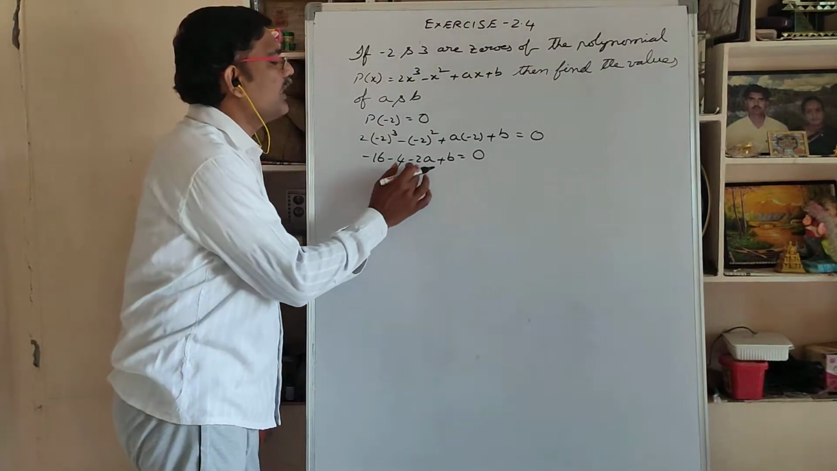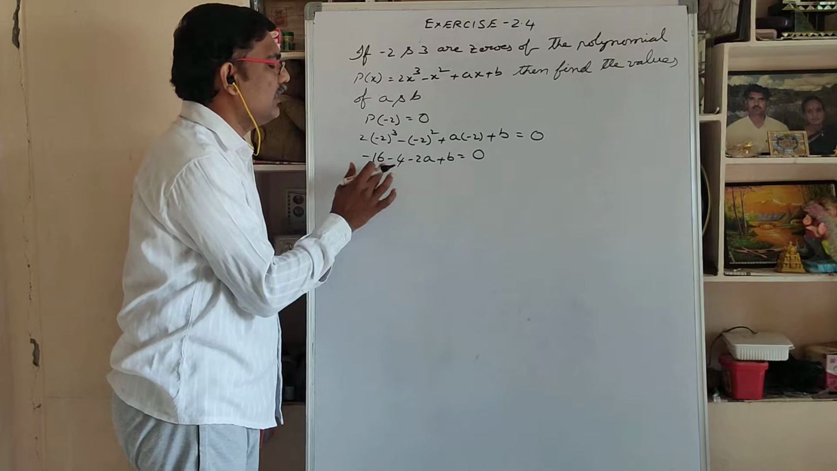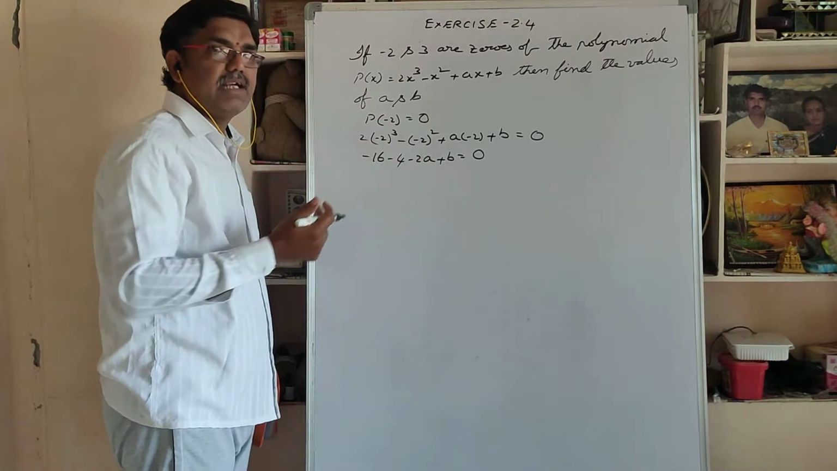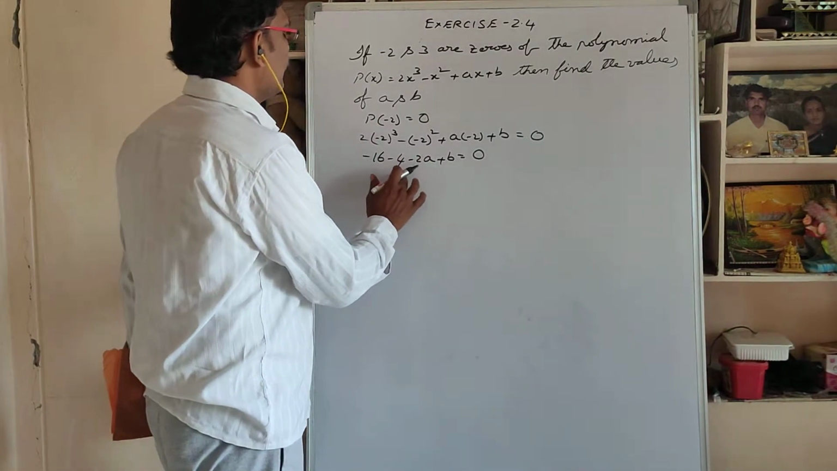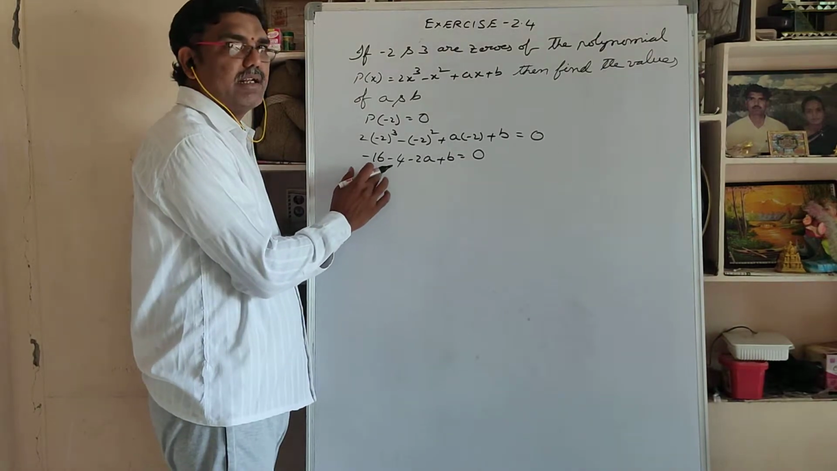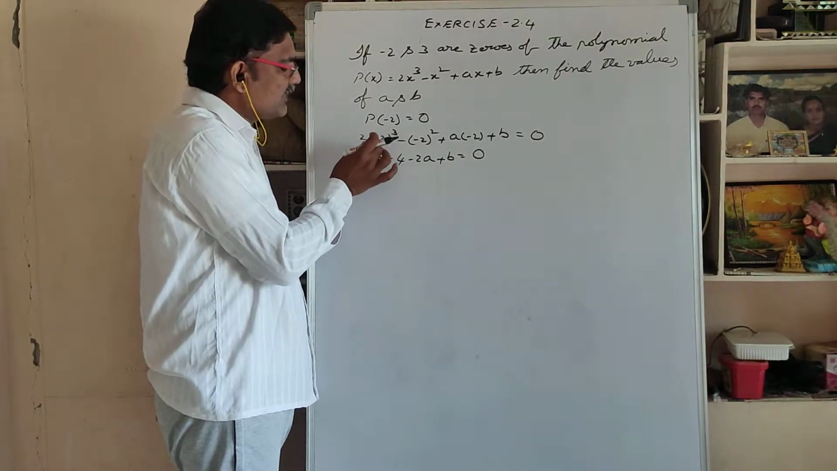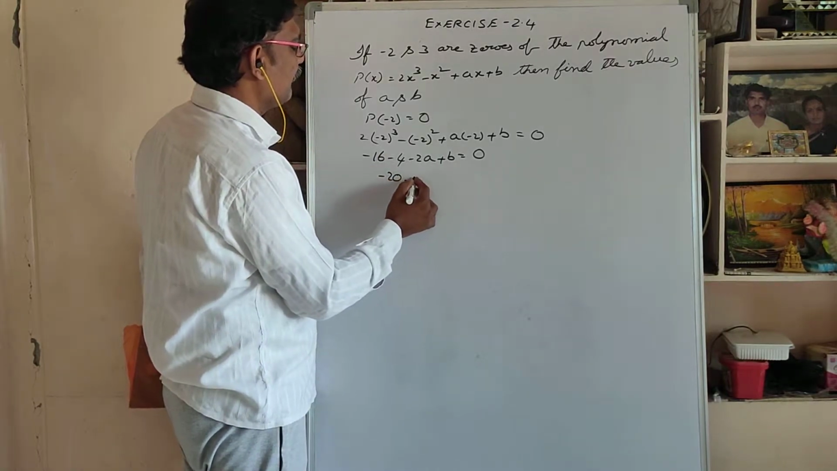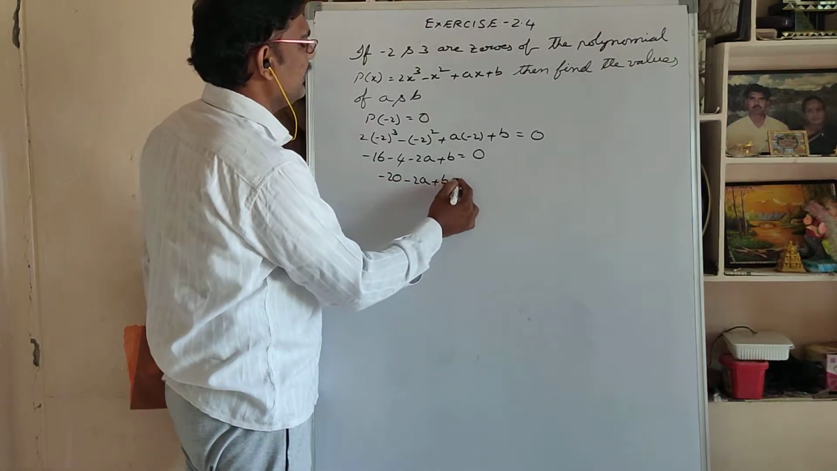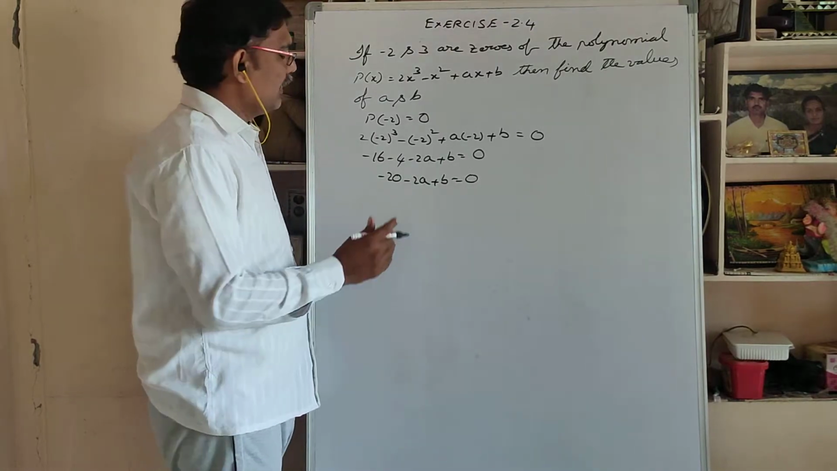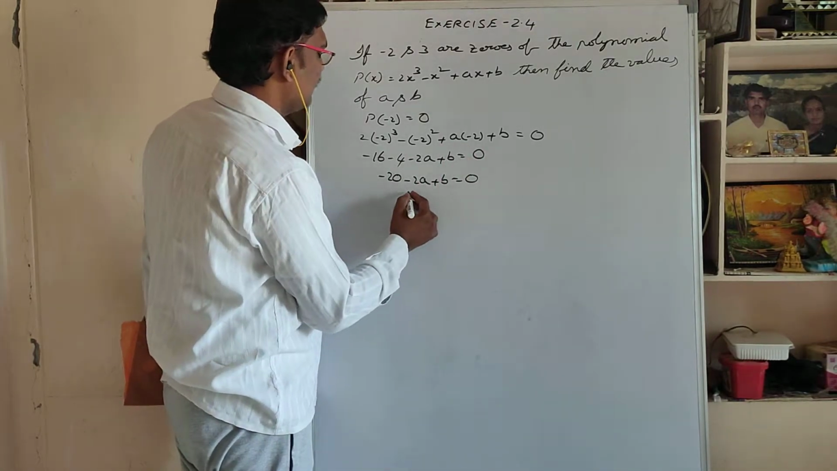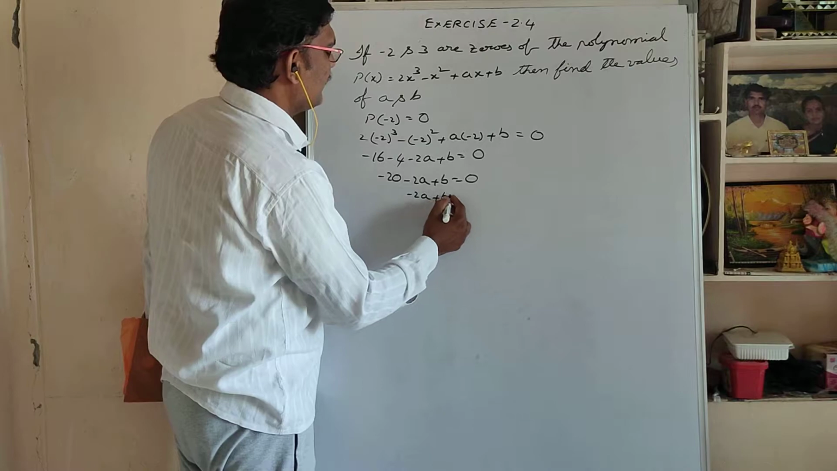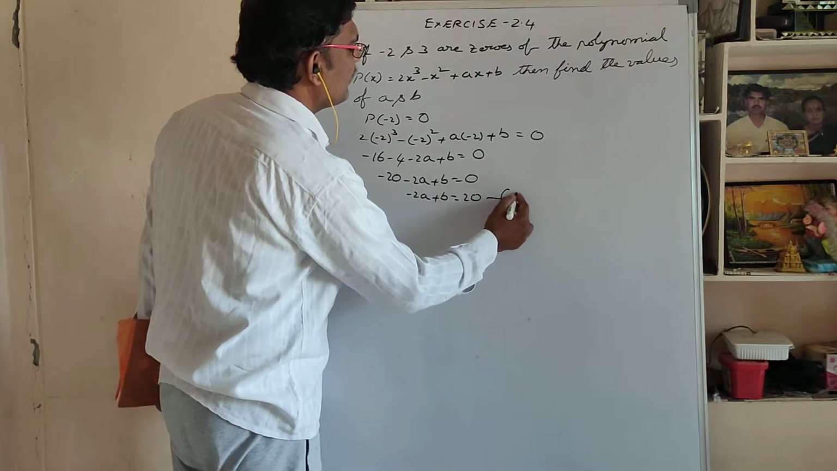Now I should keep a's and b's only here. Numbers I should take to right hand side. Minus 16, minus 4, both are having the same sign, so you can keep the same sign and add them. So it is minus 20, minus 2a plus b is equal to 0. Now bring minus 20 to that side. Minus 2a plus b is equal to 20. It is equation number 1.